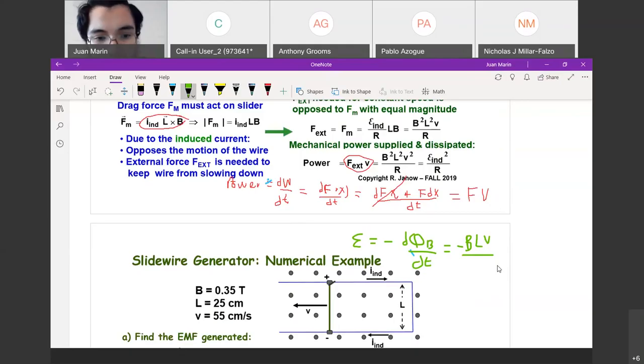You have a changing area with a constant speed. So EMF equals BLV, magnetic field times length times velocity. They give you all the parameters, so it should be easy to calculate. You just have to know that 100 centimeters equals 1 meter, the stoichiometric calculation.